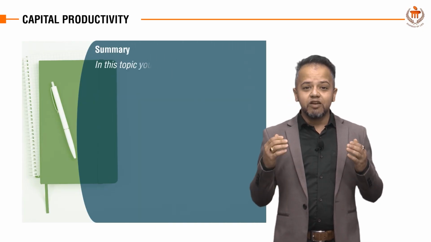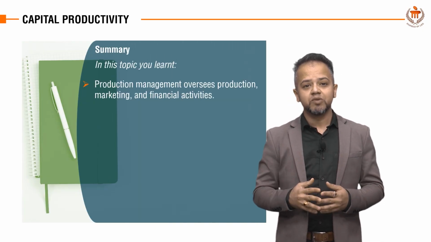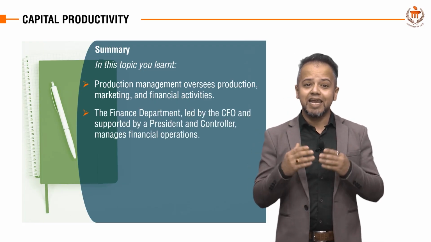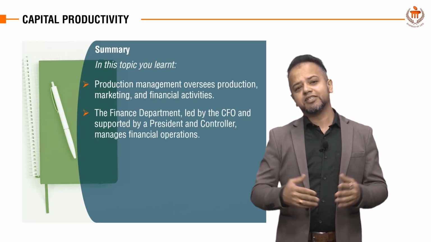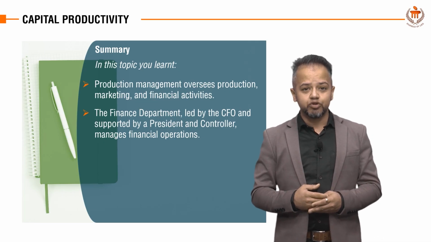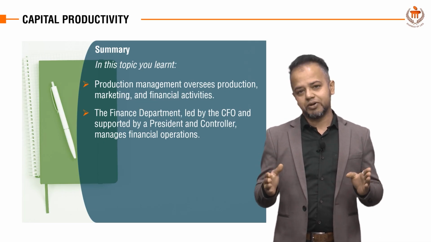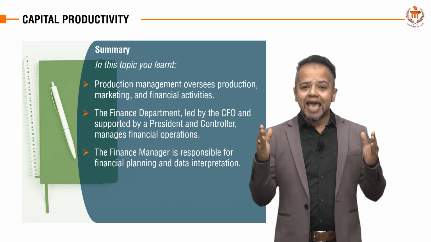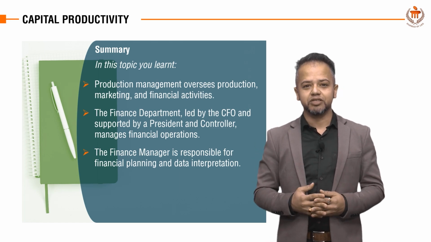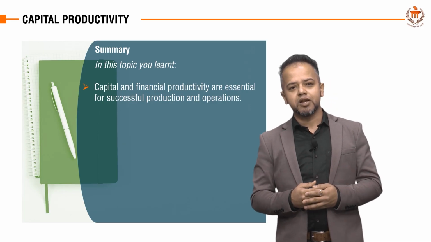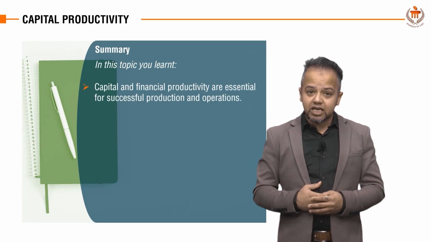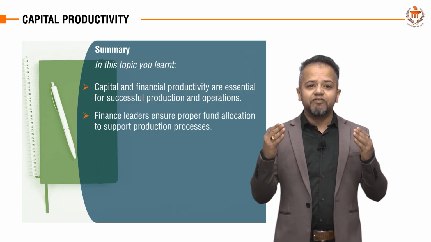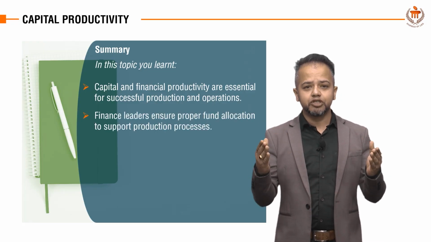Production management involves overseeing production, marketing, and financial activities. The finance department, led by the CFO and assisted by a president and controller, manages financial operations. The finance manager handles financial planning and, of course, data interpretation. Capital and financial productivity are crucial for successful production and operations. Finance leaders ensure proper fund allocation to support the production process.